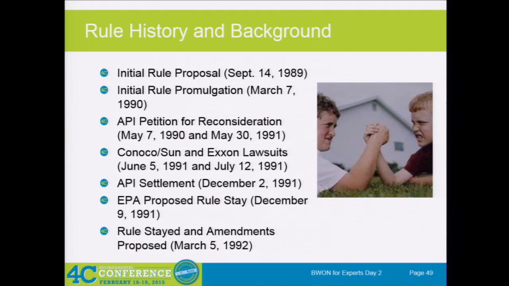Okay. So now we're going to talk just a little bit about the rule history and background and how we got from way back in the late 80s to today and just the development of BWON.